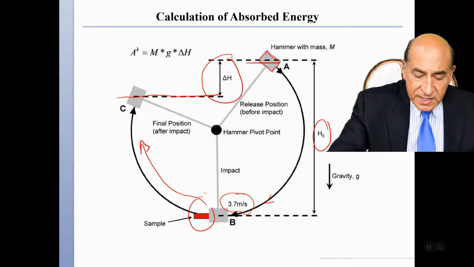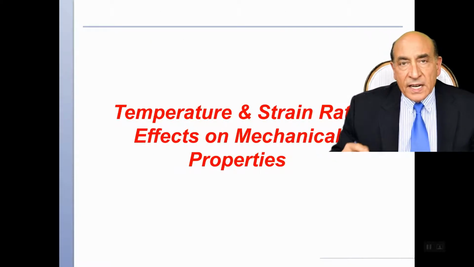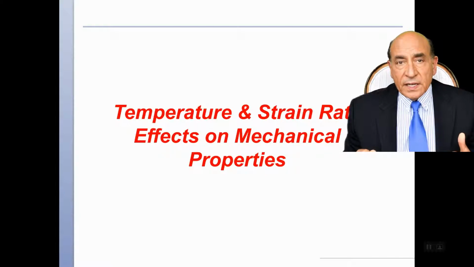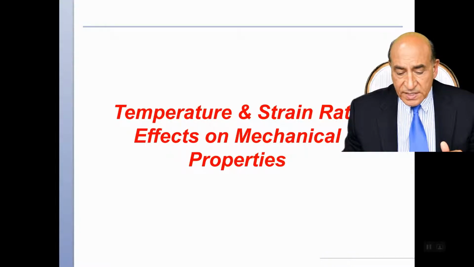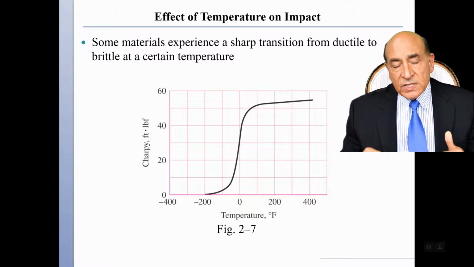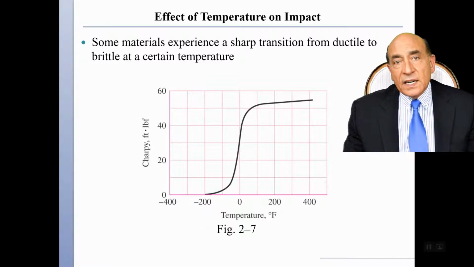The potential energy is the mass of the sample times the acceleration of gravity g times delta H. The result is in standard units of foot-pound. So there's a standardized unit here, and therefore we can study the influence of temperature and strain rate on various mechanical properties. Let's go back to talk about the effects of strain rate or temperature on several mechanical properties. First one is impact, which we discussed right now.